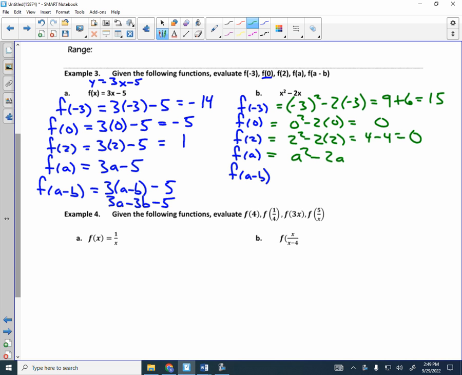Okay, let's check those first four. I've got 15 for the first one. I've got 0 for the next two. And I have a squared minus 2a for that fourth one. Are we okay with that? Okay, then please don't do this. This is what will drive me nuts.